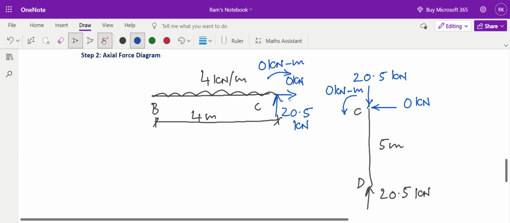Now we need to balance the member BC. We cannot do anything at C. C is already balanced. Whatever balance we need to do is at joint B. So let's balance joint B.